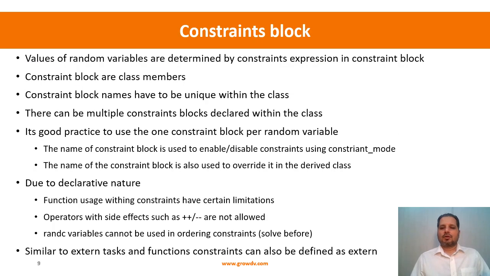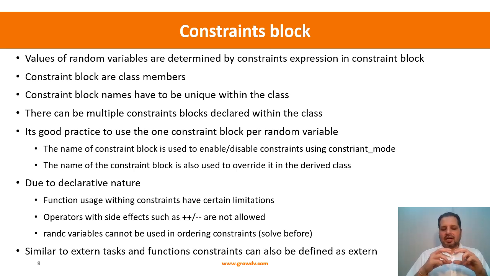Now let's look at some important rules with respect to the constraint block. We have now started looking into more details of each of these aspects. We looked at the first part, rand versus randc, and understood it. Now we are moving to the second part, wherein after declaring the random variables, we need to create the constraints on them. So now we look at the constraint, and then we'll go deeper into it.